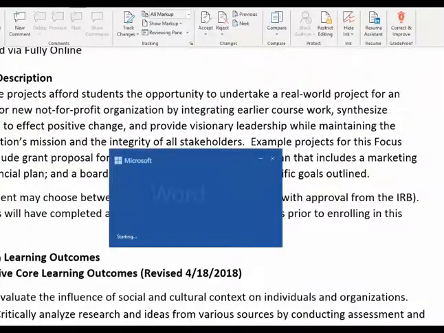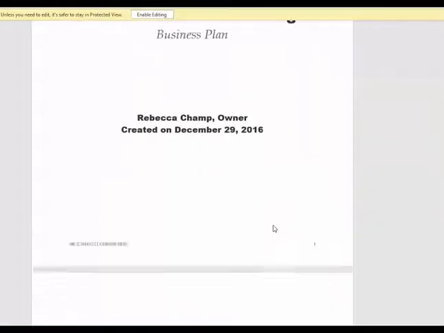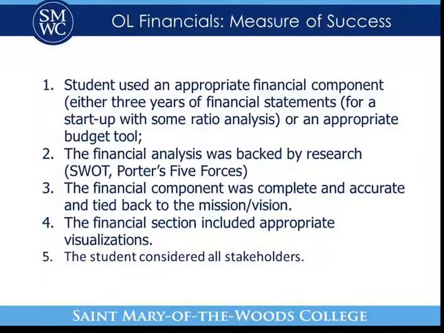Sometimes students have a research component and a second section for the business plan in their thesis. To measure the success of an OL business plan, you need 3 years of financial statements with appropriate financial analysis, like ratios. Use the tools learned during the program, SWOT, Porter's 5 Forces, and others. Make sure the financials tie to the mission and have stakeholder support. And always make sure you have an appropriate visualization to include in your thesis presentation.